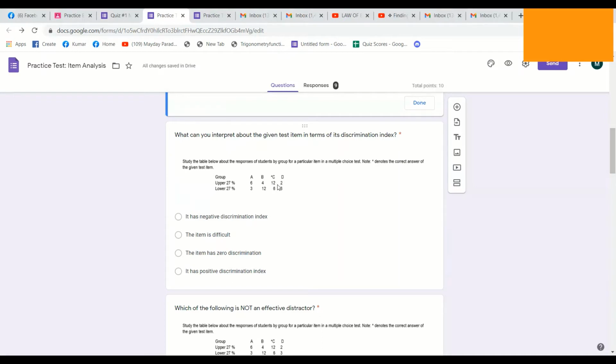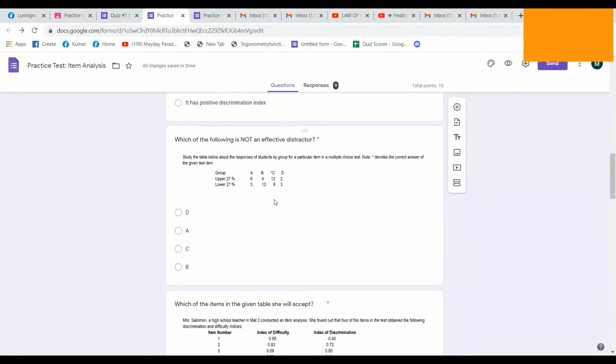If we try to compute the discrimination index, 12 minus 6, so that is 6, divided by the total of the largest in either of the two groups, so we have 24. 6 over 24 is 0.25. So that is a positive discrimination index. Okay.